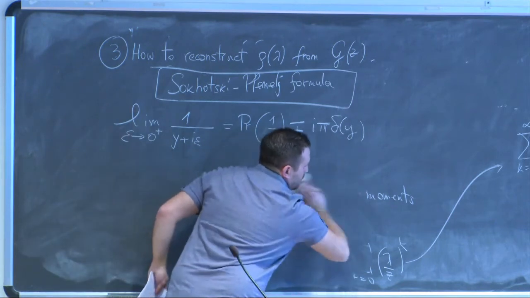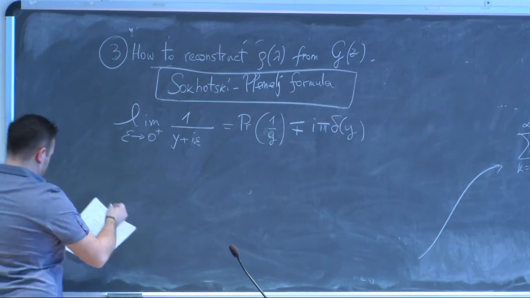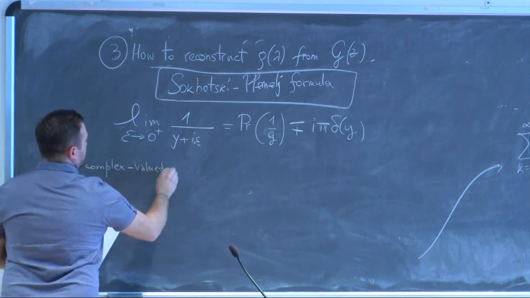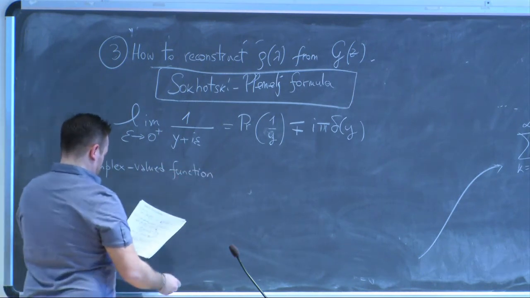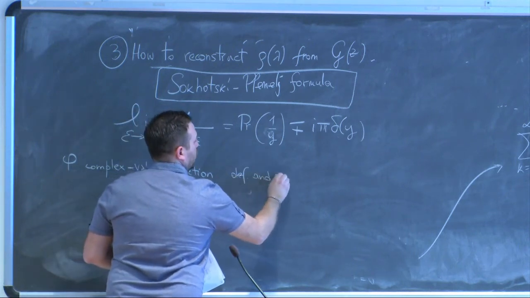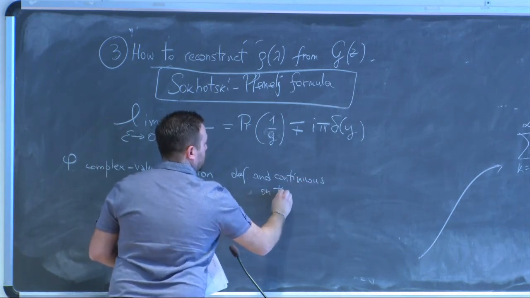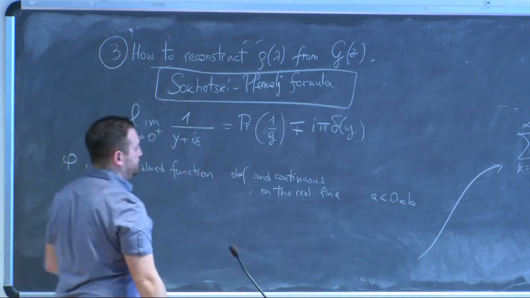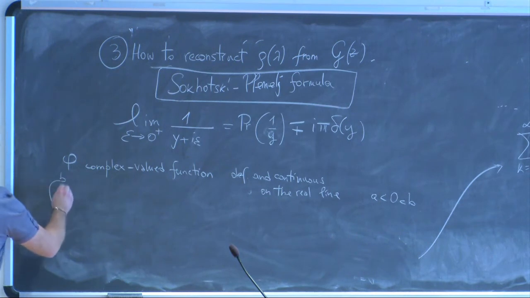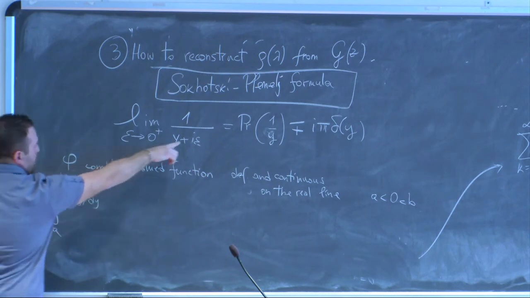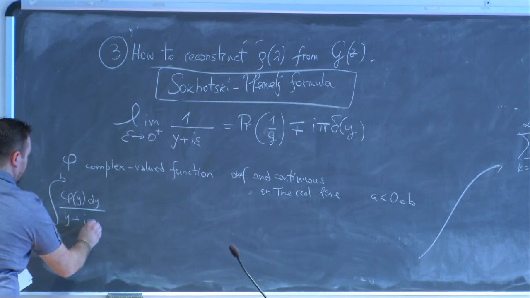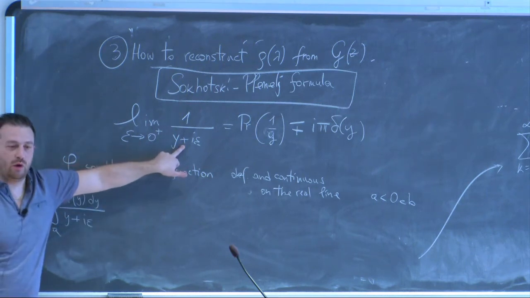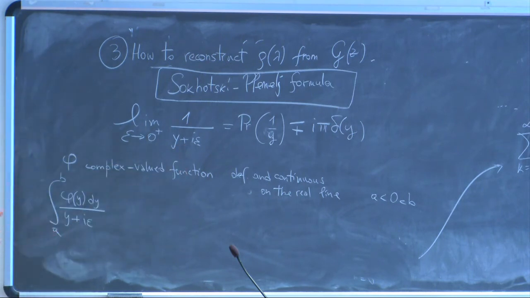The proof. Suppose that you have phi, which is a complex valued function, defined and continuous on the real line. And then you take two numbers, a less than 0, less than b. So what you compute is the integral between a and b of your function phi divided by y plus i epsilon. So you just take a test function, divide it by this left-hand side, y plus i epsilon, and compute the integral over an interval of the real line containing zero.